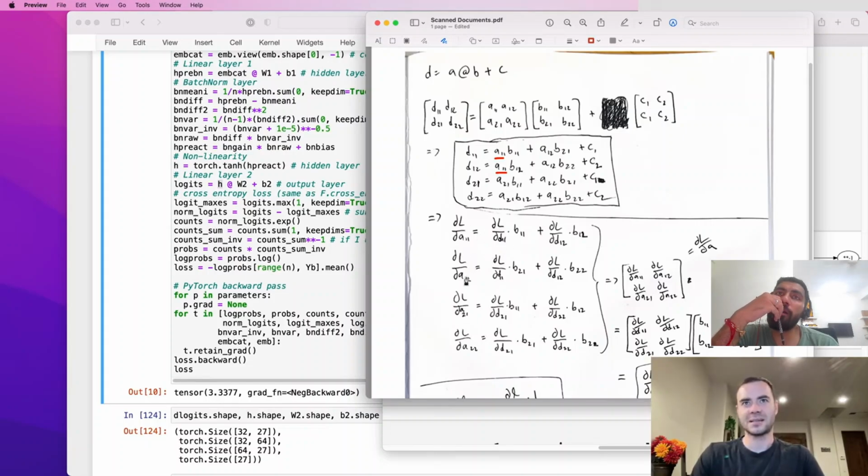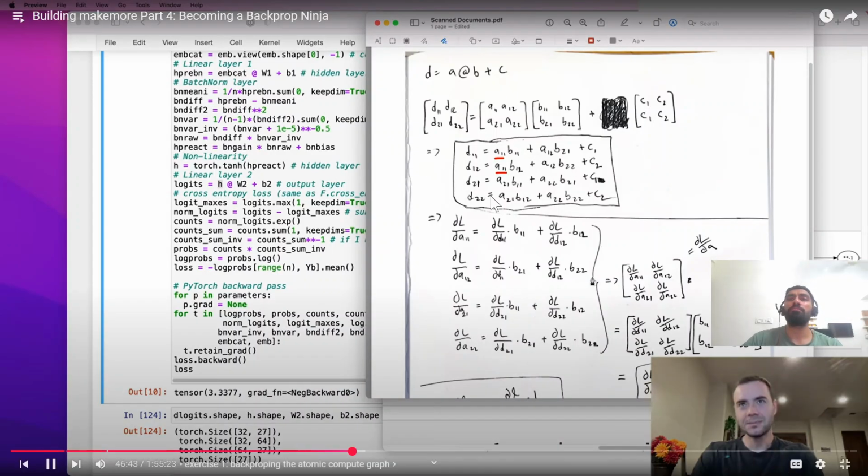We can do the exact same analysis for all the other elements of A. And when you simply write it out, it's just super simple taking of gradients on expressions like this. You find that... That looks like a dot product to me.